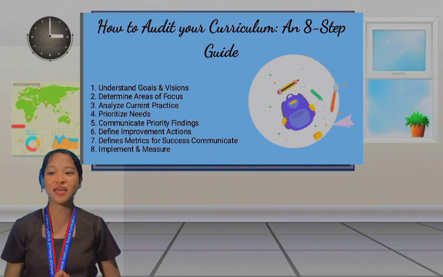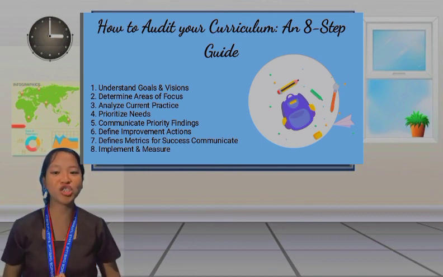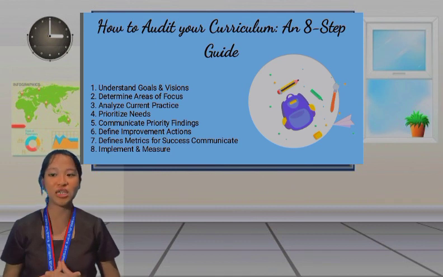And lastly, the last step is implement and measure. Implement the improvement actions from step 6 and use the metrics from step 7 to measure the success of implementation. Constant communication about the progress is the key to this step.